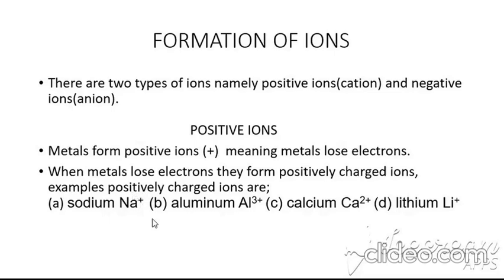because they are metals. When you look at aluminium, you see this 3 plus. This 3 is a charge, while this is an ion. So aluminium loses 3 electrons. Calcium is in group 2, so it loses 2 electrons for it to be stable.